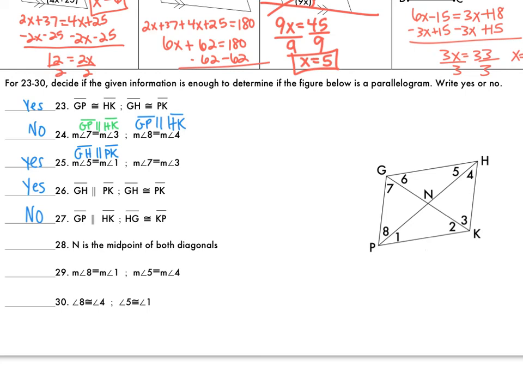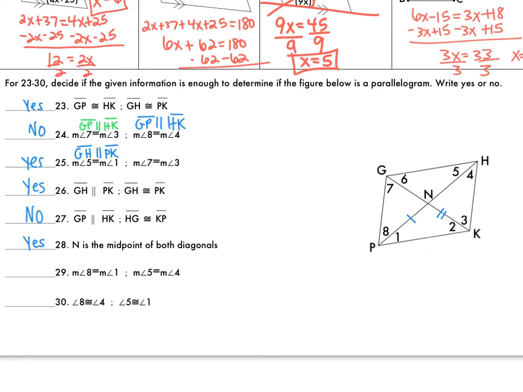For number 28, it says N is the midpoint of both diagonals. So if they share a midpoint, that means that the diagonals bisect each other. It does not mean they're congruent to each other, but that they bisect each other. So yes, because the diagonals bisect each other, that is enough information to tell us that it is a parallelogram. Again, that's another one from 6.3, a theorem that tells us that's enough information to determine if something is a parallelogram.